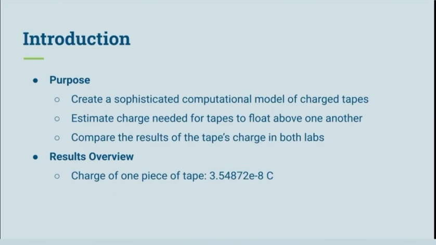The purpose of this lab was to create a computational model of two charged tapes based on Lab 1. The experiment procedure was the same, but a more sophisticated computational model was made. From this, we can compare the results from both labs. The magnitude charge of one tape found in this lab was approximately 3.55 raised to a power of -8 coulombs.